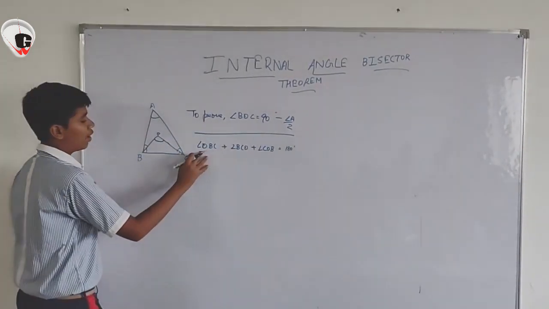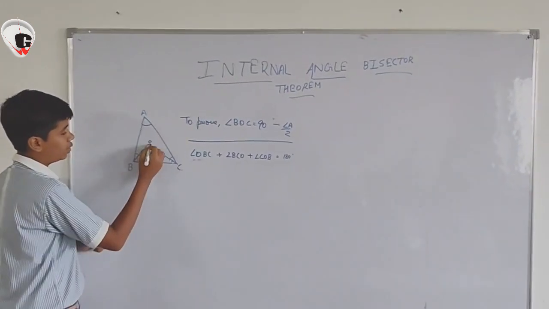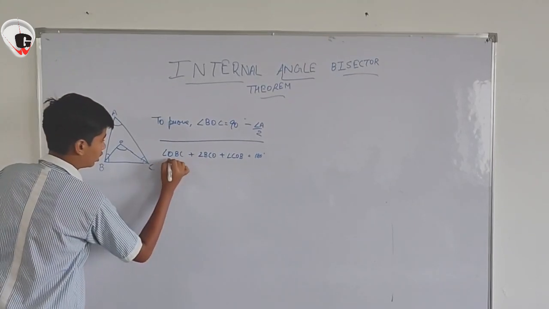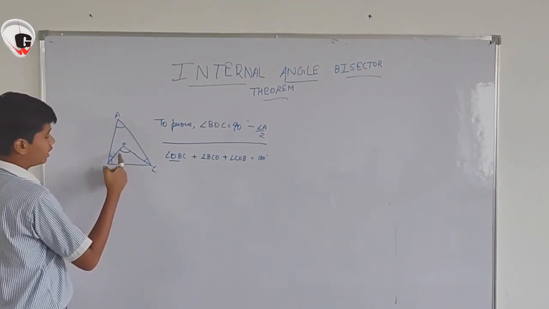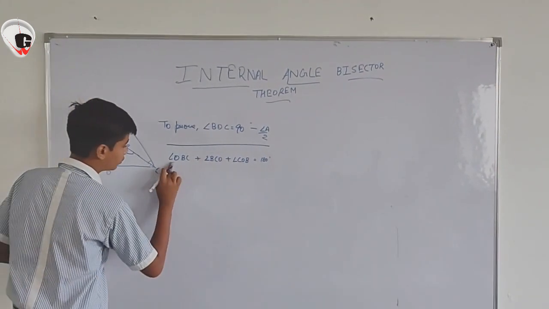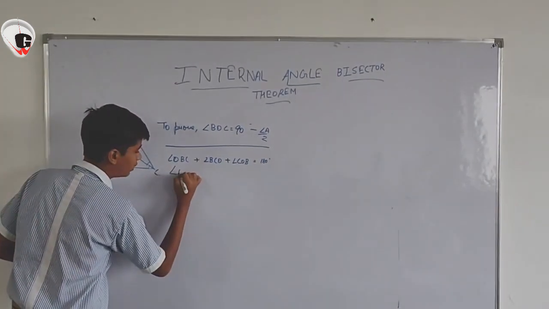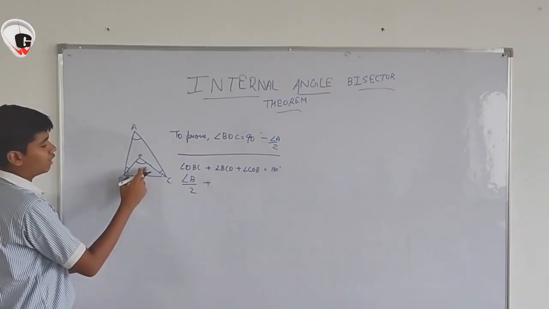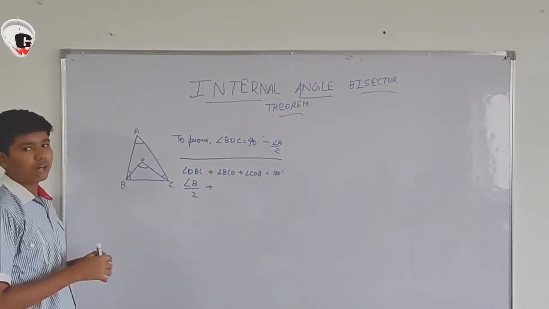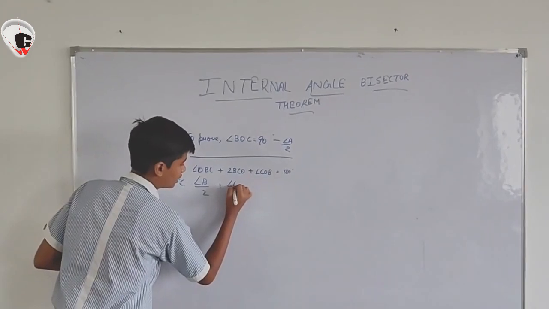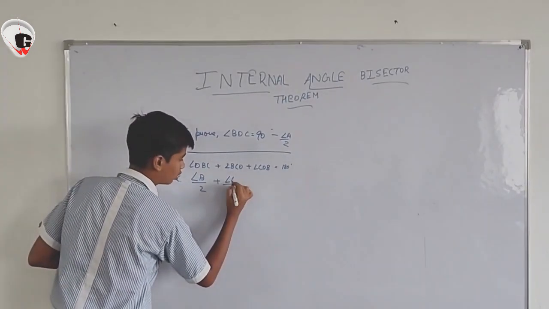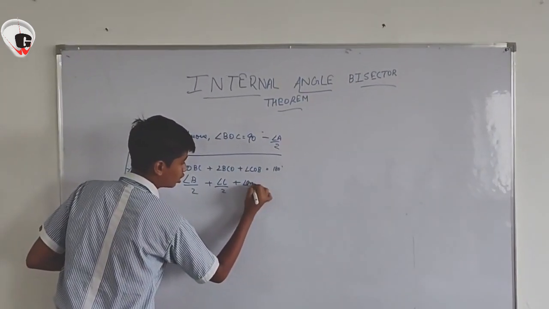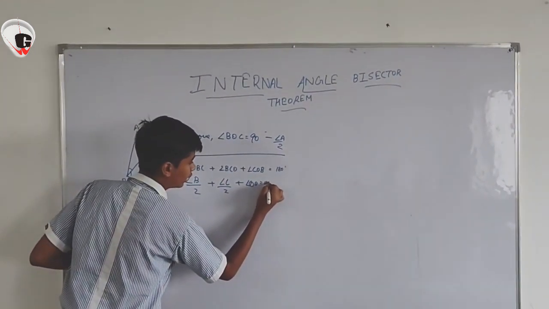Angle OBC, we have been given that angle ABO is equal to angle OBC, which makes angle OBC equal to angle B by 2. It is equal to angle B by 2 plus angle BCO. We have been given that it is equal to half of angle C, angle C by 2, plus angle COB equal to 180 degree.